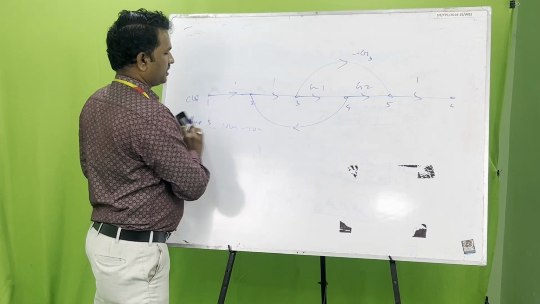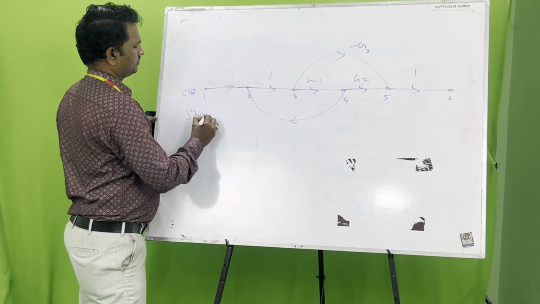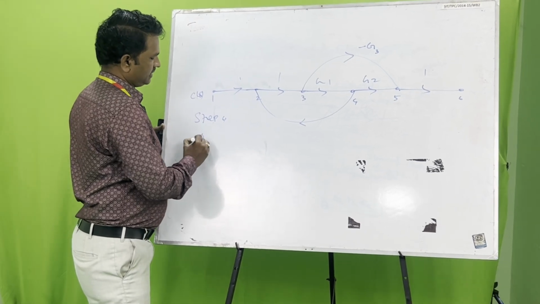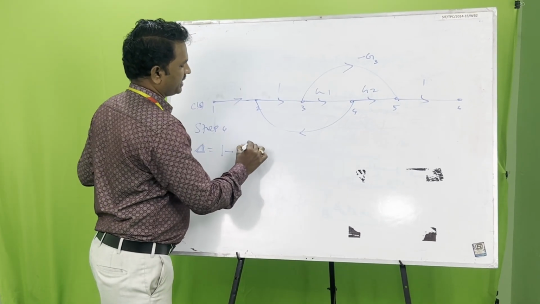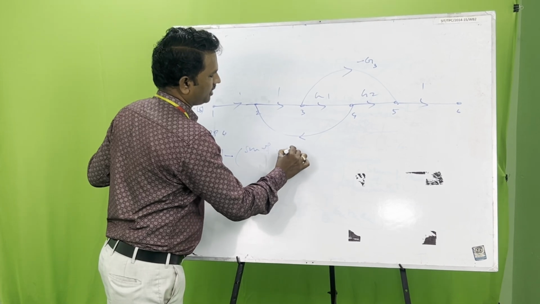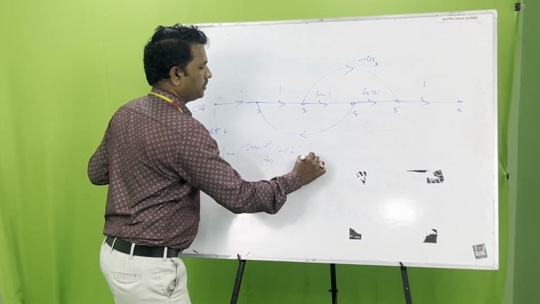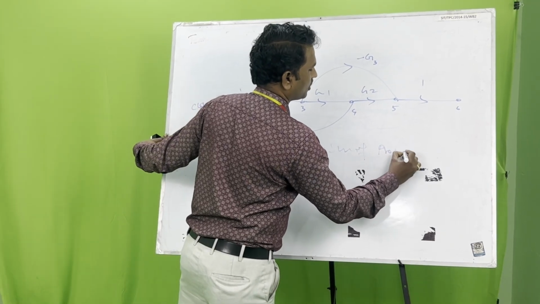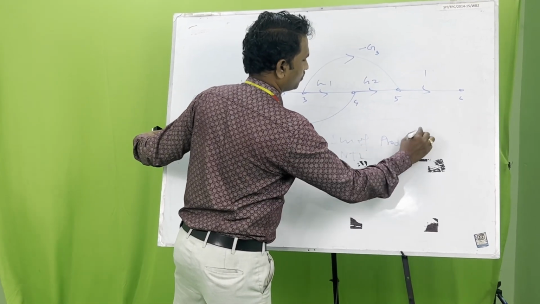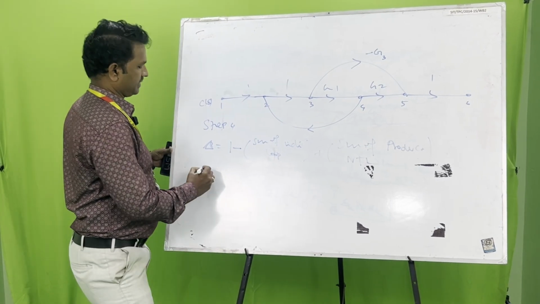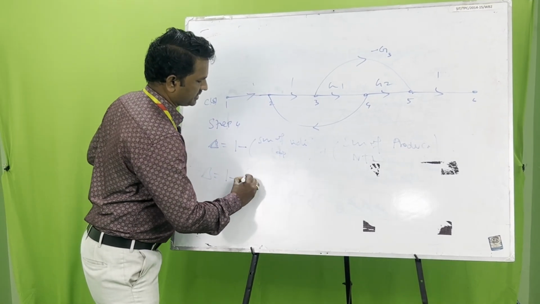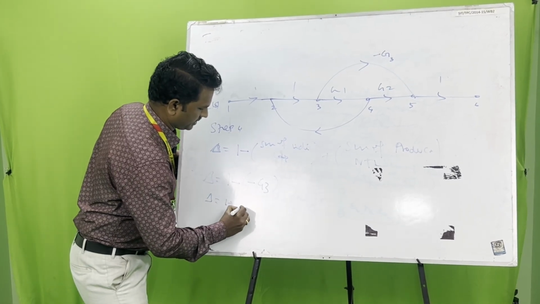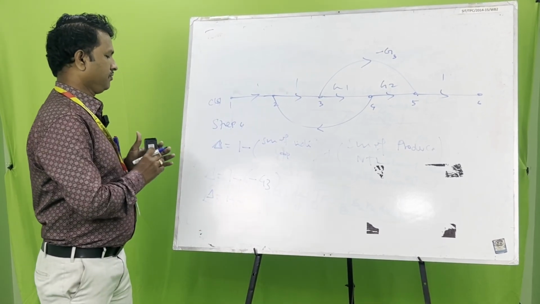So we go to step 4. What is step 4? Calculation. Delta is equal to 1 minus the sum of individual loops plus the sum of products of non-touching loops. Here only one individual loop is there, so delta equals 1 minus G3. So in the calculation, 1 plus G3 is the step 4 result.